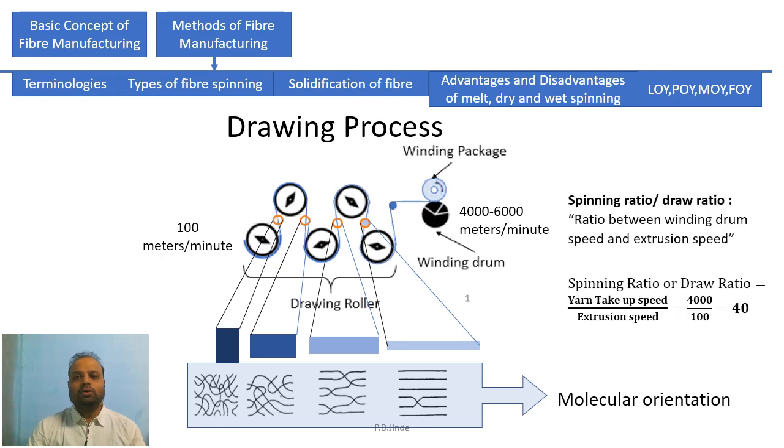Spinning ratio, or draw ratio, is the ratio of the speed of the winding drum to the extrusion speed. In our example, the winding speed is 4000 meters per minute and the extrusion speed is 100 meters per minute. The draw ratio is 4000 divided by 100, and it becomes 40. The higher the draw ratio, the higher the molecular orientation, and higher orientation gives better strength to a filament.